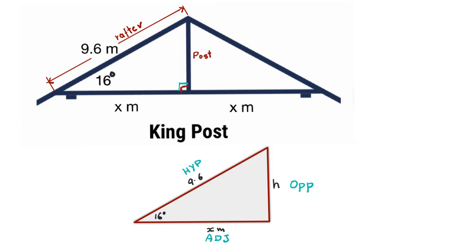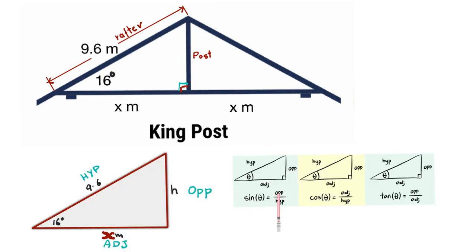The trigonometric rule that we're going to use will depend on what it is that we really want to find. We need to find the value of x. This means that we need the adjacent side in our formula. The trigonometric ratios that you can use are the sine ratio, which is opposite over hypotenuse, the cos ratio, adjacent over hypotenuse, and the tan ratio, which is opposite over adjacent.